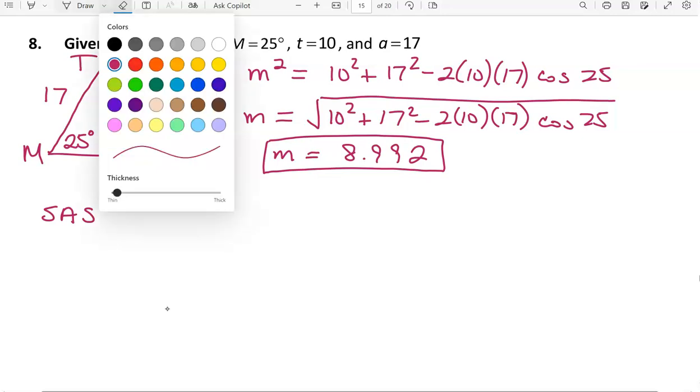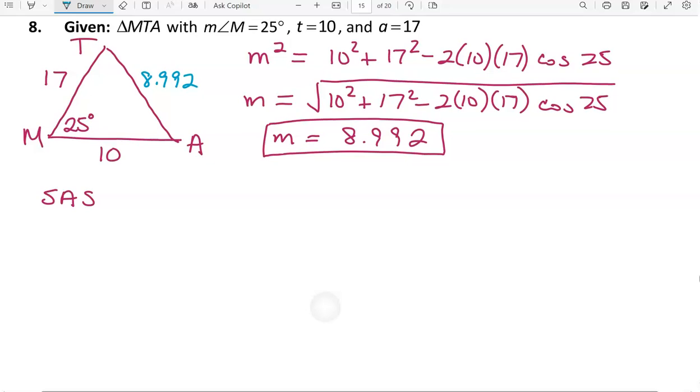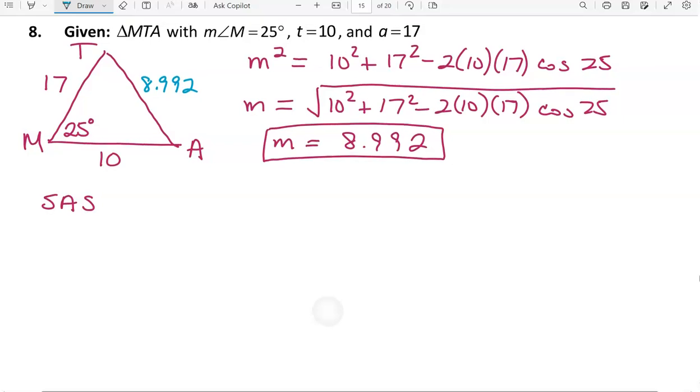So I'm going to go ahead and include that in the triangle's diagram here, insert that answer, and now we have two remaining angles to find. When we are finding remaining angles, it's very important that we start with the smaller of the two angles. Angle A is the largest angle because it's opposite 17, the largest side. So when we start to find a remaining angle, we should start with angle T.